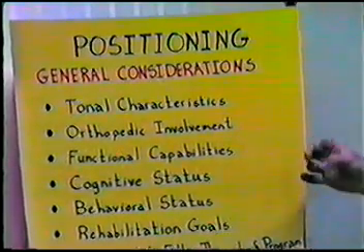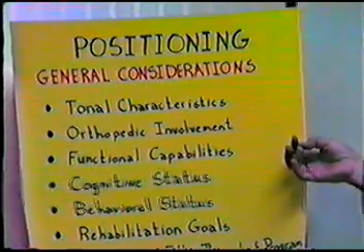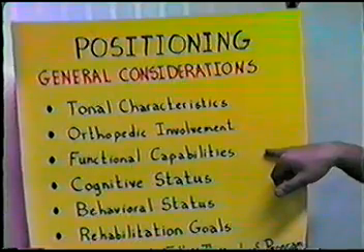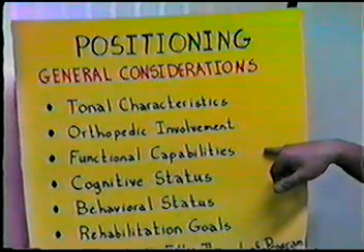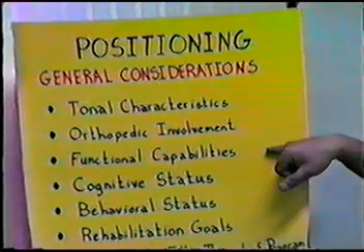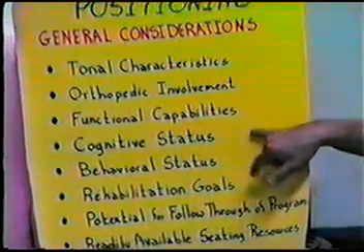This will all determine the type of intervention that you are going to provide for the patient and the type of wheelchair you're going to select. It'll also determine the amount of involvement that you're going to have to spend with this patient getting him correctly positioned. You want to look at both their cognitive and their behavioral status.